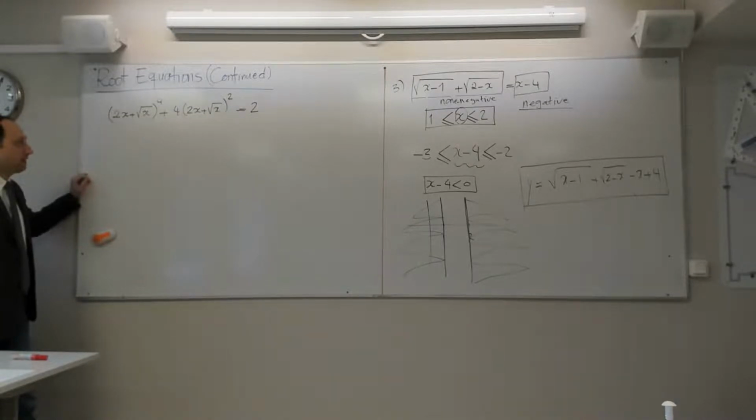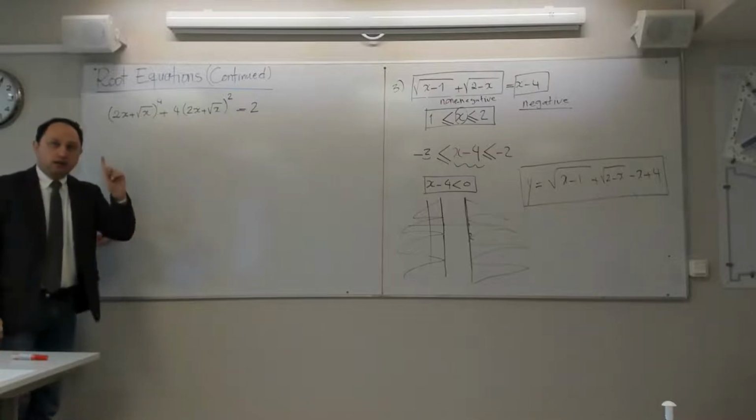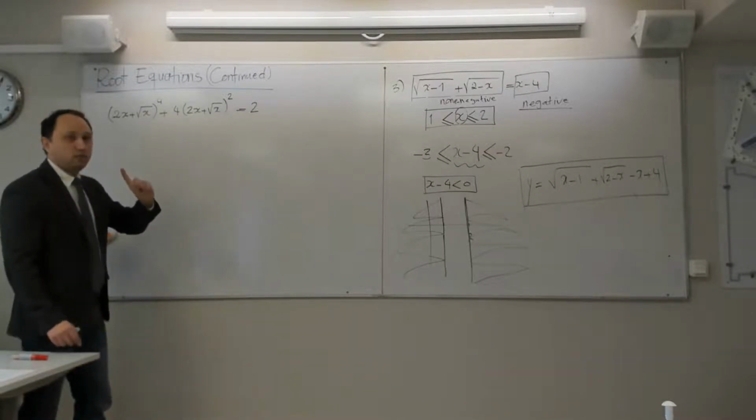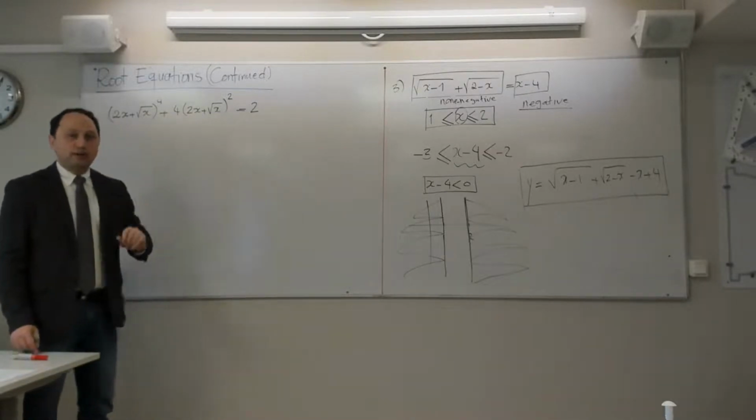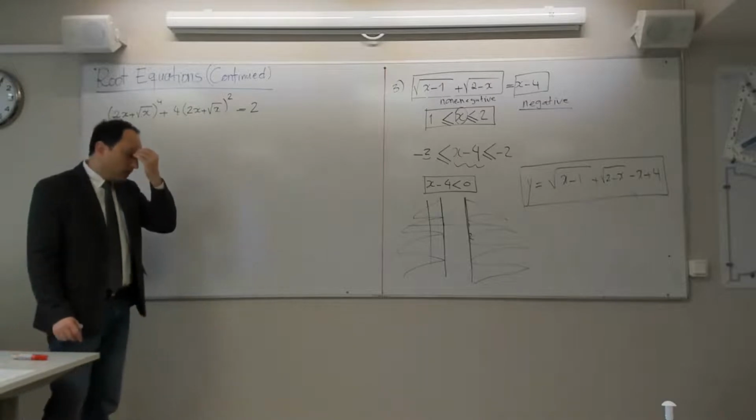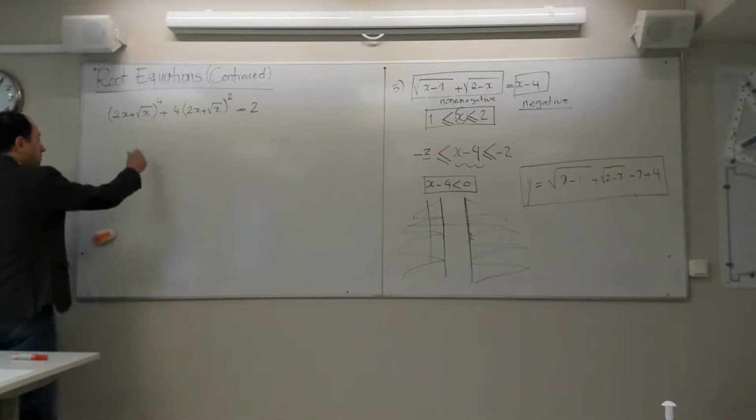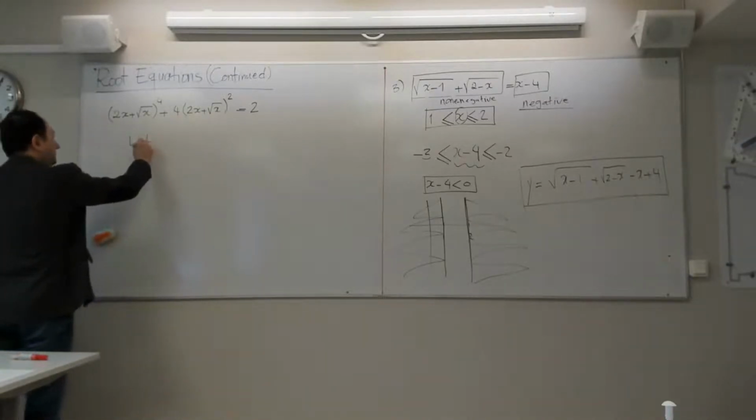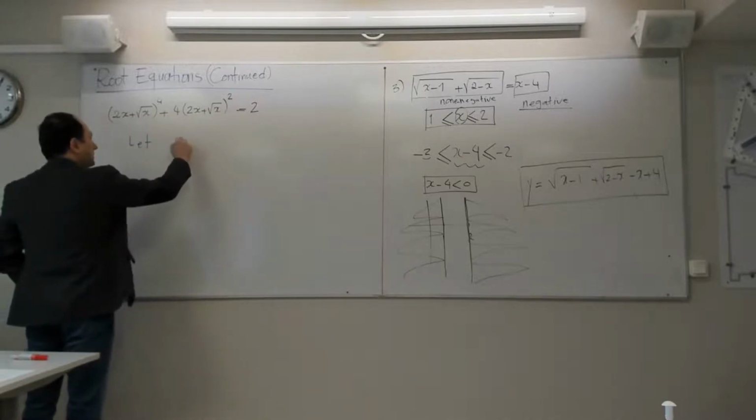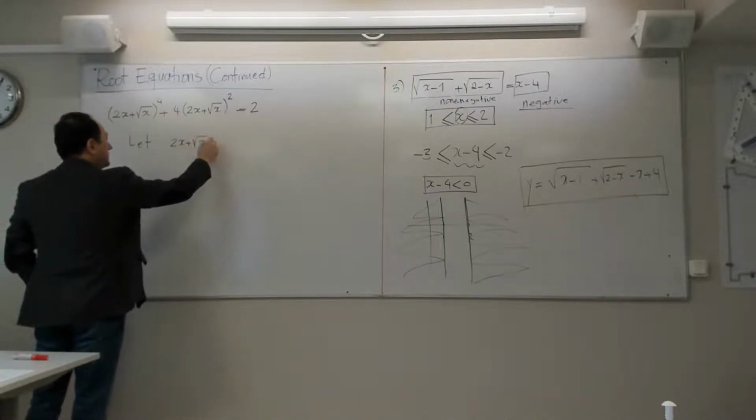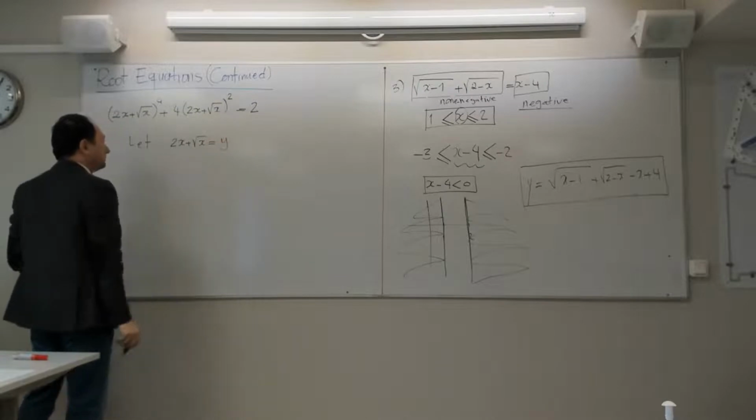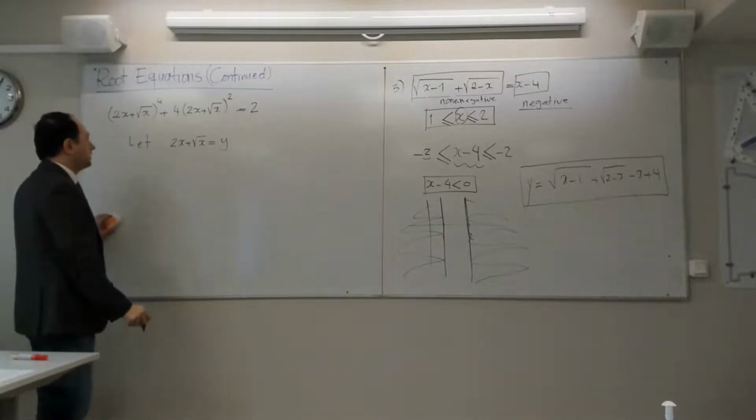Within parentheses, yes. 2x. Okay. But because I am more experienced, I go more than that. But let me stick to Benjamin's method. So you are telling me to let 2x plus square root of x be equal to y. Now to the power of 2. Okay, very good, very good.